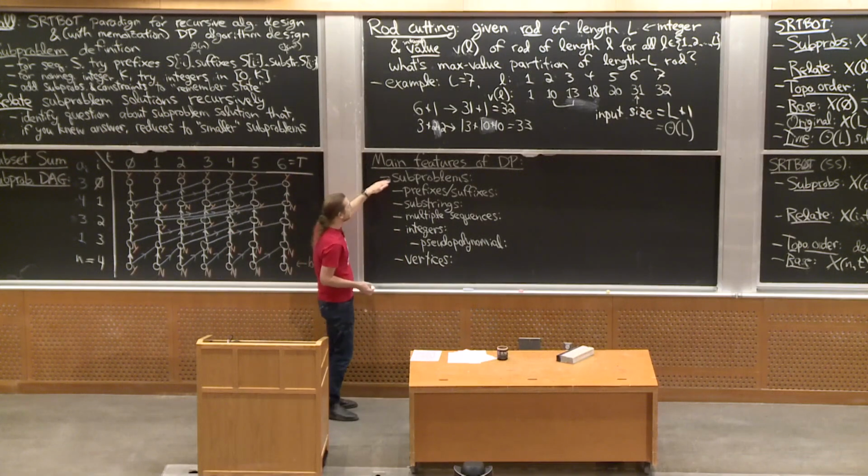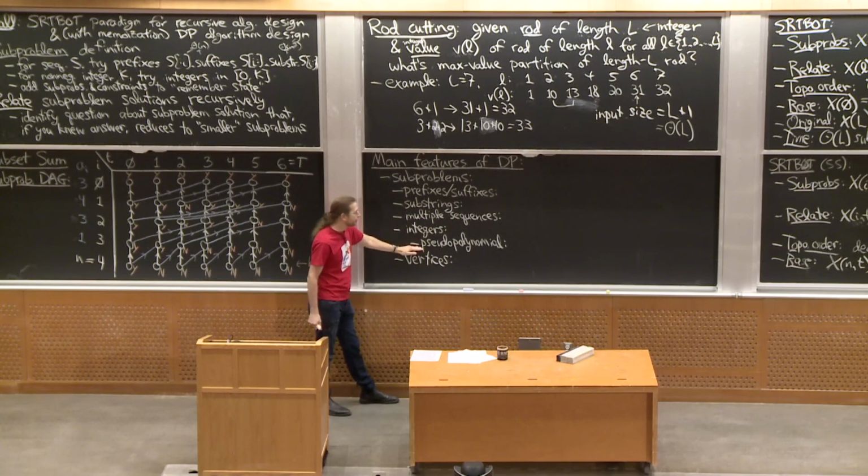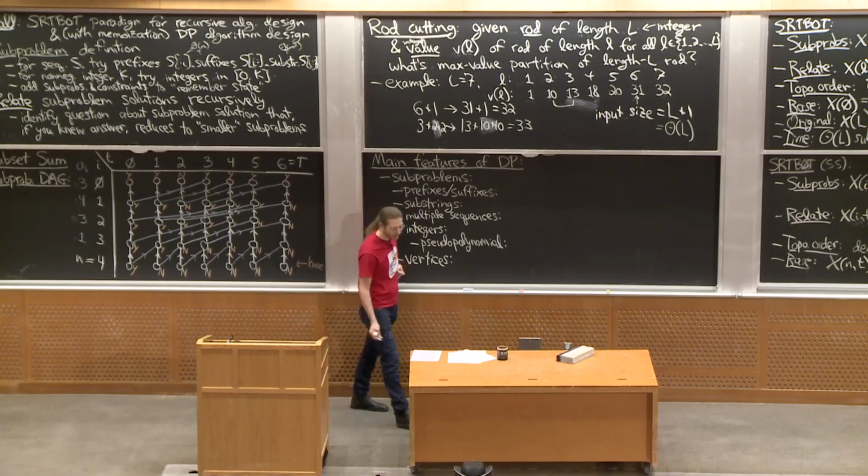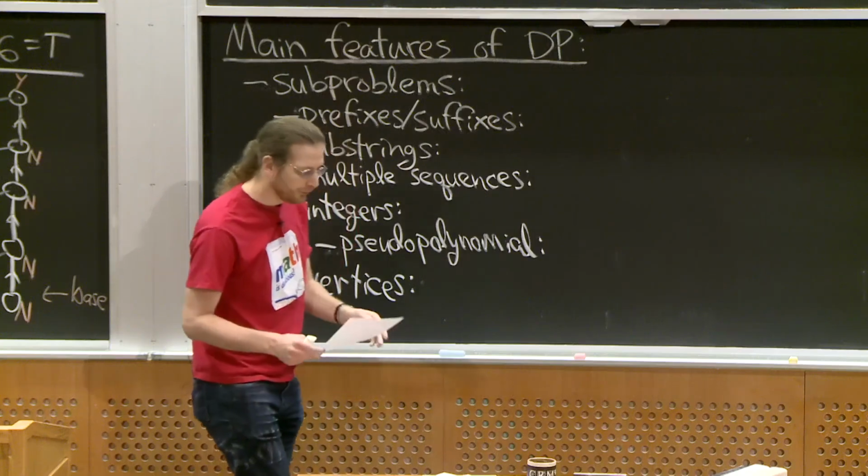The first big technique was how did we define our subproblems? Did we take prefixes and suffixes or substrings of a sequence? Did we have multiple sequences and have to take products of those spaces? Did we have integers and have to take smaller versions of those integers? Sometimes that leads to pseudopolynomial algorithms, sometimes not. And sometimes we also had subproblems that were defined in terms of vertices. This just happened in shortest path problems because that's the only setting where we saw DP over graphs.